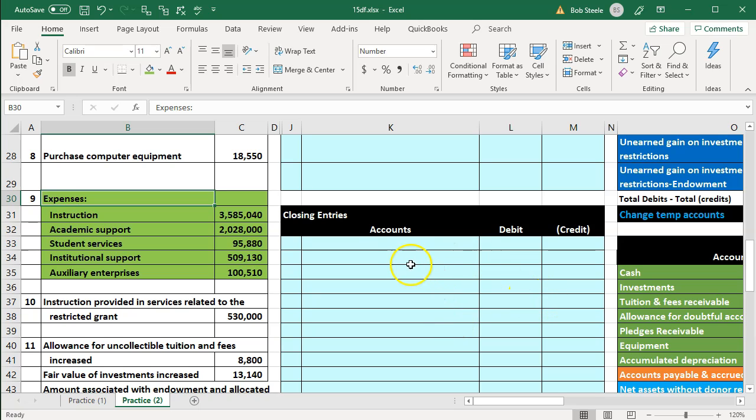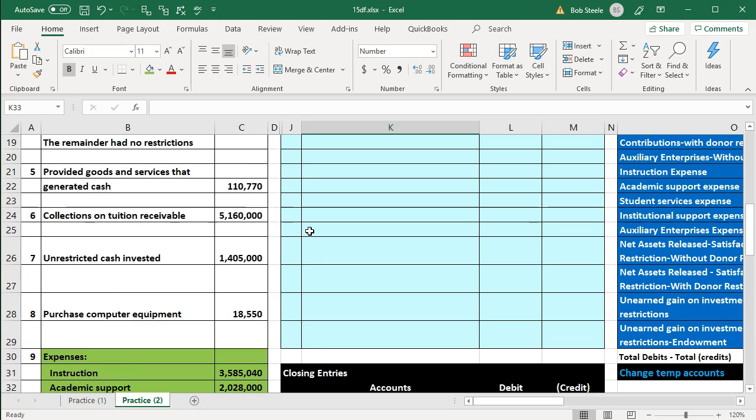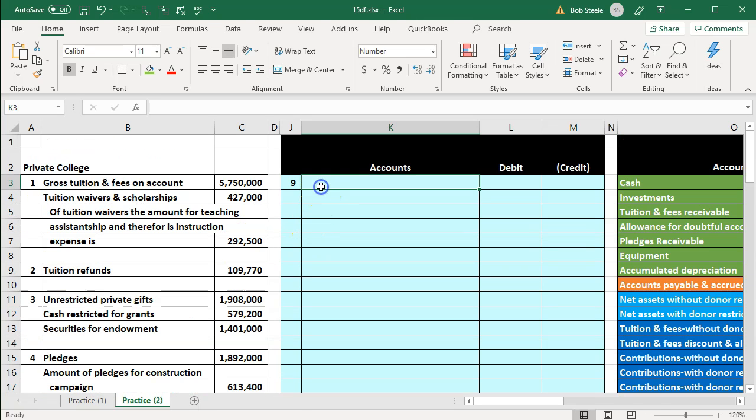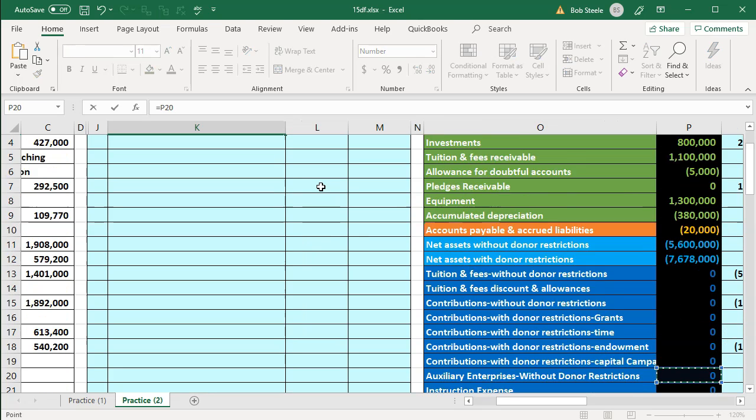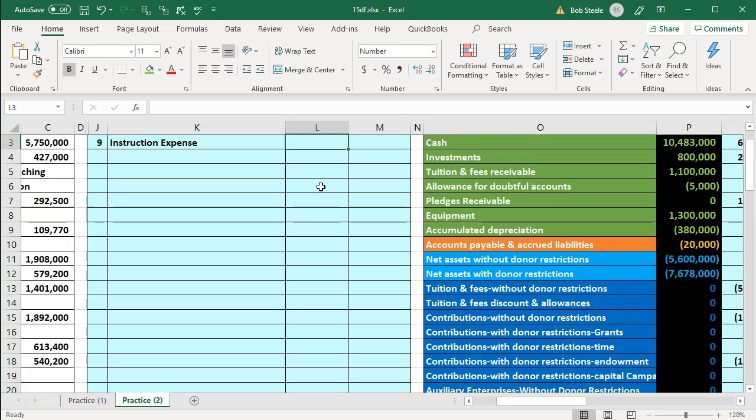Now, make sure that you don't record them down here. This is the closing entries, which we'll do later. Make sure you're recording them up top in the entries up here. We're in line K3. So the first one was related to instruction expense. So we'll find the instruction expense down below. There's instruction expense. The amount we're going to put in L3.